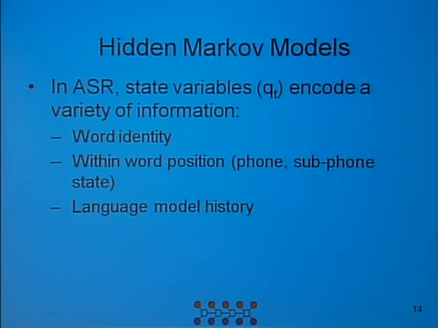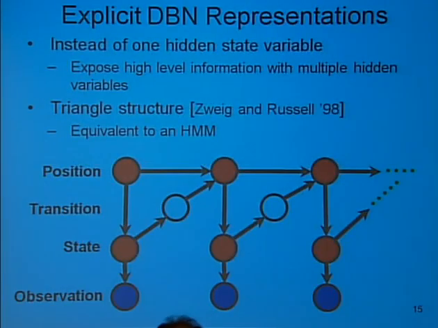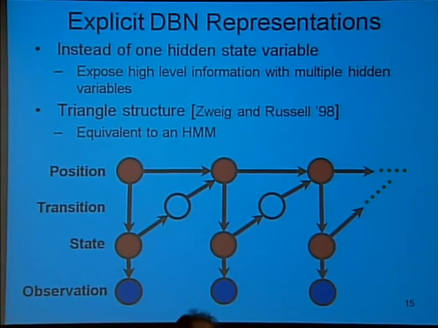So in speech recognition, these state variables, Q of t, encode a large variety of information in 1 giant state variable. That single variable encodes the word identity, the position within the word, such as the phone and the subphone state, and it also encodes your language model history. So with a DBN, instead of having that single state variable, you expose that high-level information by using a network of hidden deterministic variables.